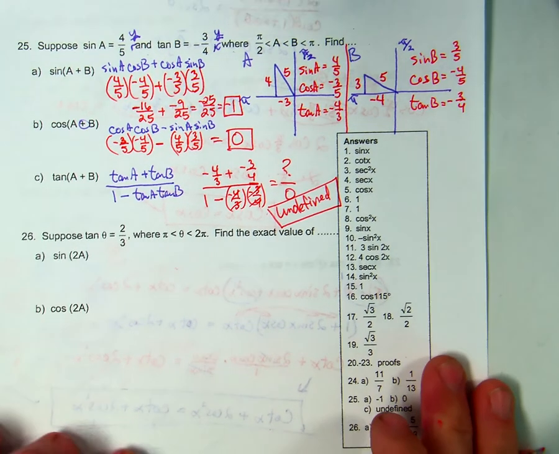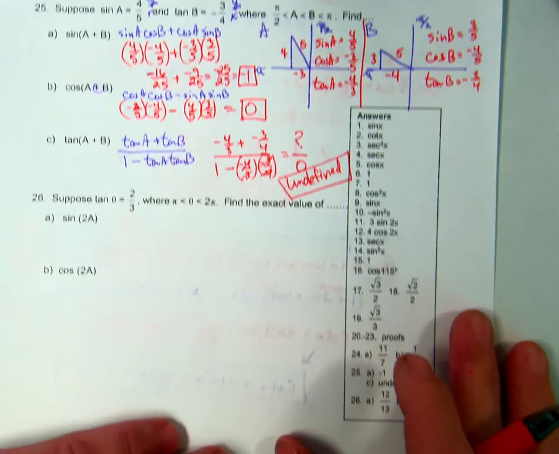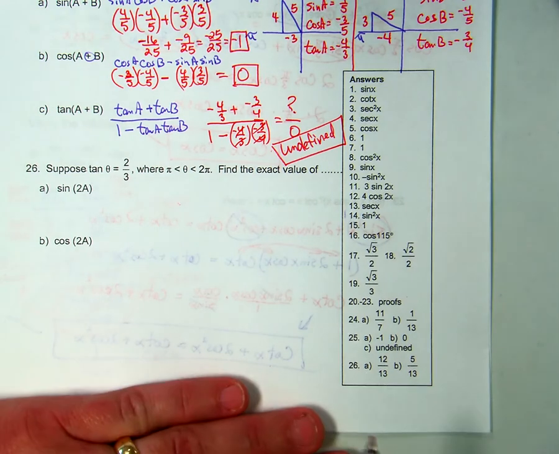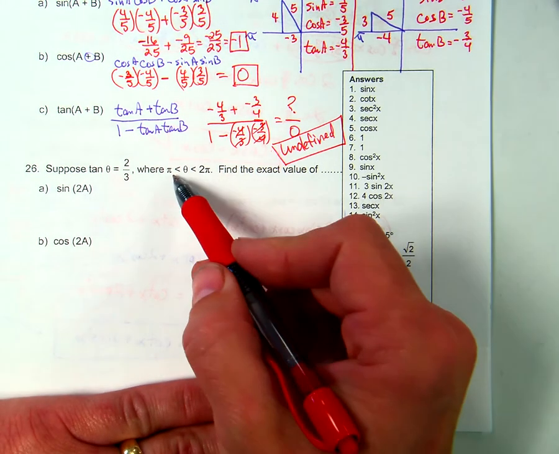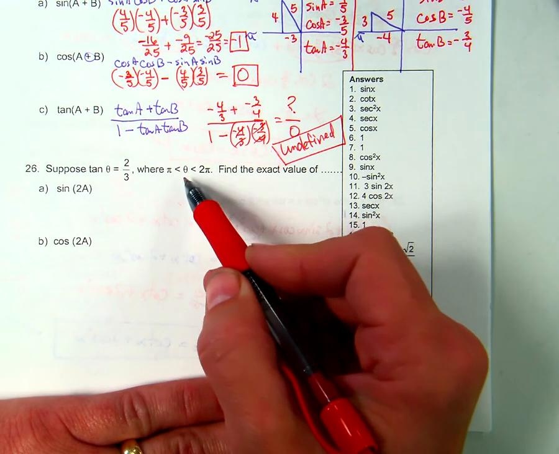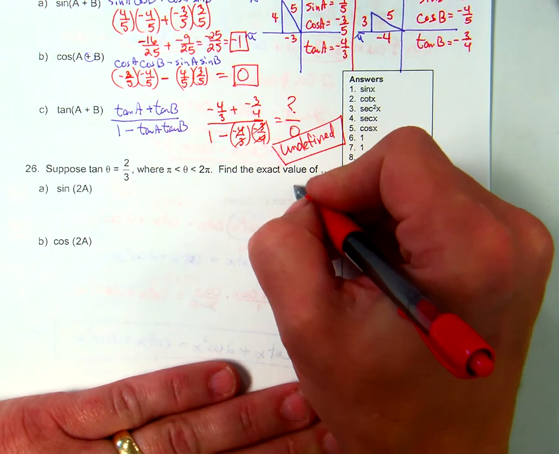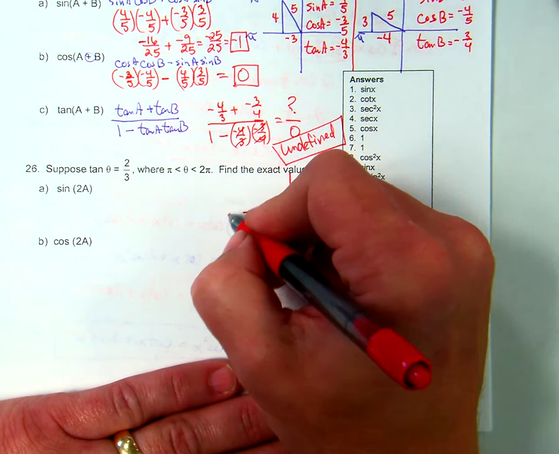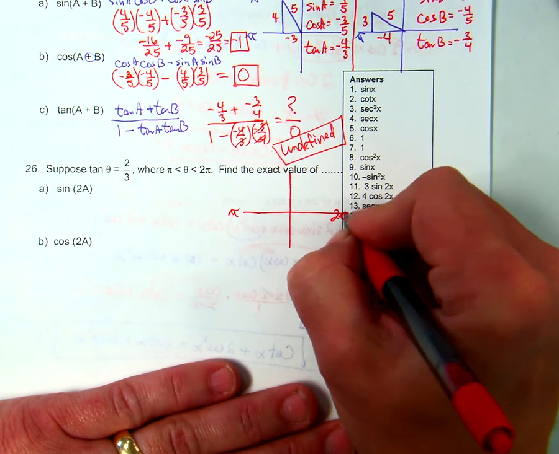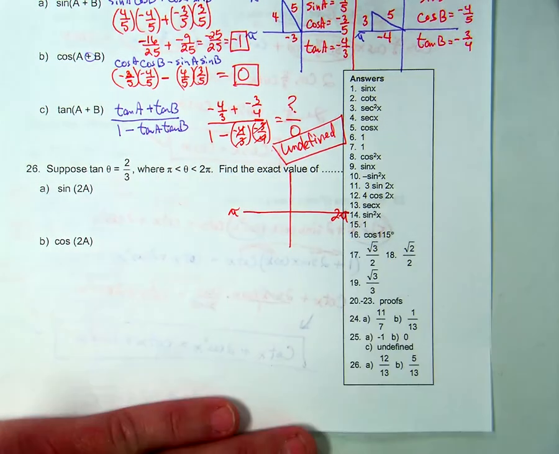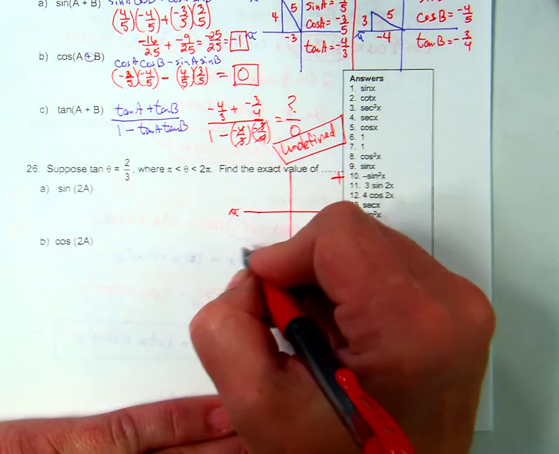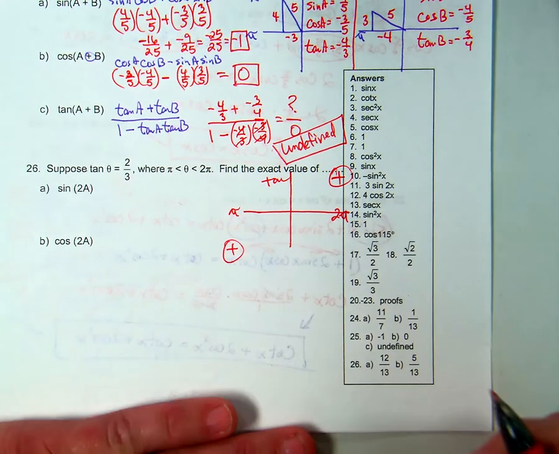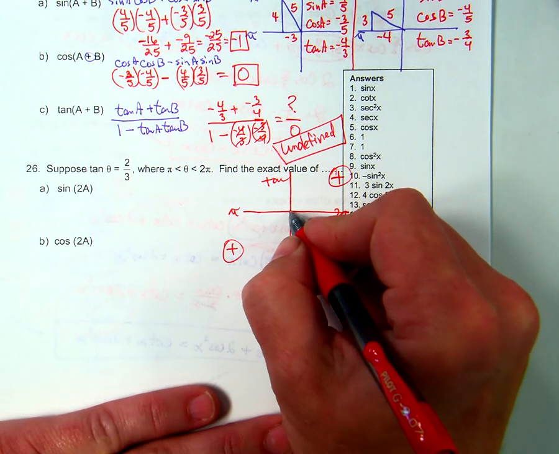Okay, let's look at the last problem. Suppose tangent of theta is 2/3, where the theta happens between pi and 2 pi. So we're going to have this. It happens between here and there, and tangent is positive. Where's tangent positive? It's positive there and there. So we know it has to be in this quadrant.